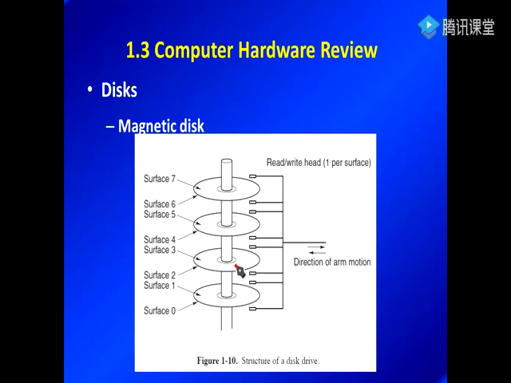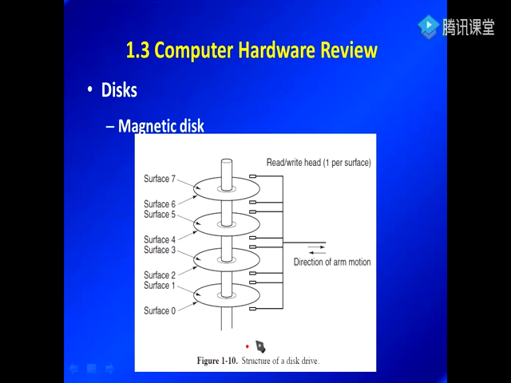But for us, for common users, which have the laptop notebook, the usage of the magnetic disk is getting less and less. So we don't focus on the details of the principles of how to operate this magnetic disk.